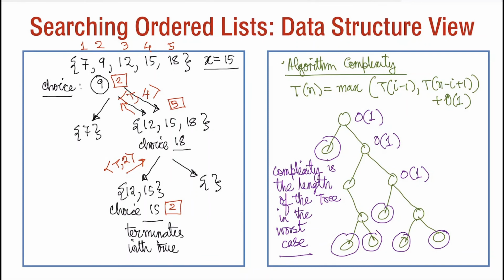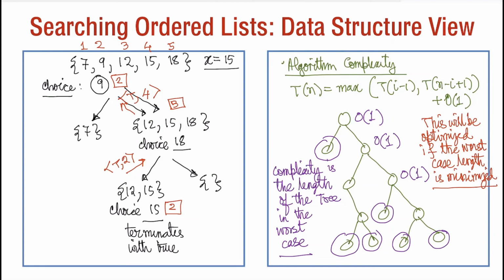It will be optimized. When will it be optimized? It will be optimized if the worst case length is minimized. And the worst case length will be minimized, as we can see, if we split the tree into equal halves. That means if we split the tree equally, so the solution will be to split in the middle. That means choose i equal to n by 2.